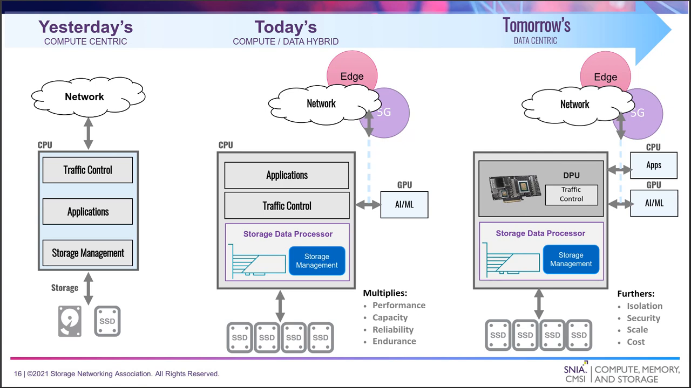On the right-hand side, under tomorrow's, we see a complete disaggregated model. As you can see, the CPU node and storage node are separate. We've removed the CPU from the main box here in the middle, and it's on a separate box on the side. It runs the apps, and the storage runs separately as a storage node. We've added a DPU in there, which would do all the traffic control and also perform some computational functions required. And it can also do all these great things that John mentioned: isolation, security, scale, and cost.